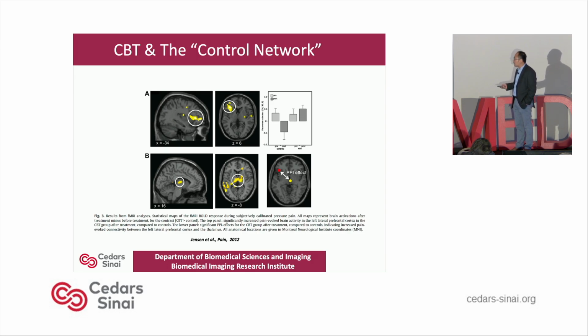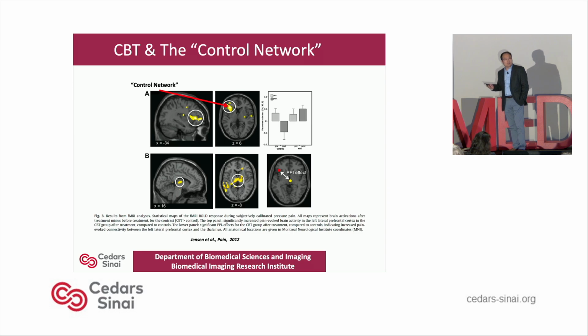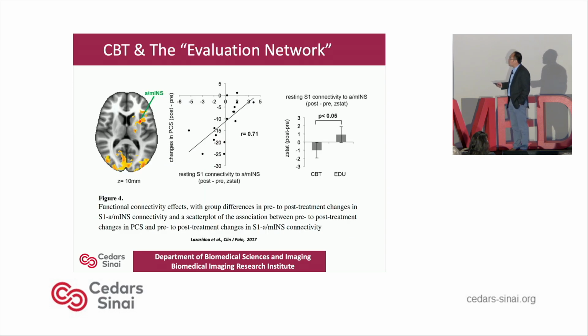There are works done in 2012 by Jensen et al. They show that after 8 weeks of CBT therapy, using the same principle as we just said, change your own thoughts, and they see increased activity in this dorsolateral prefrontal area, which is in the control network. So which is kind of evidence supporting our hypothesis. And then there's another work. In 2017, they also showed after CBT therapy, there's change in the anterior insula, which is the hub of the evaluation network. So these are really from the studies from other groups that support our potential hypothesis.